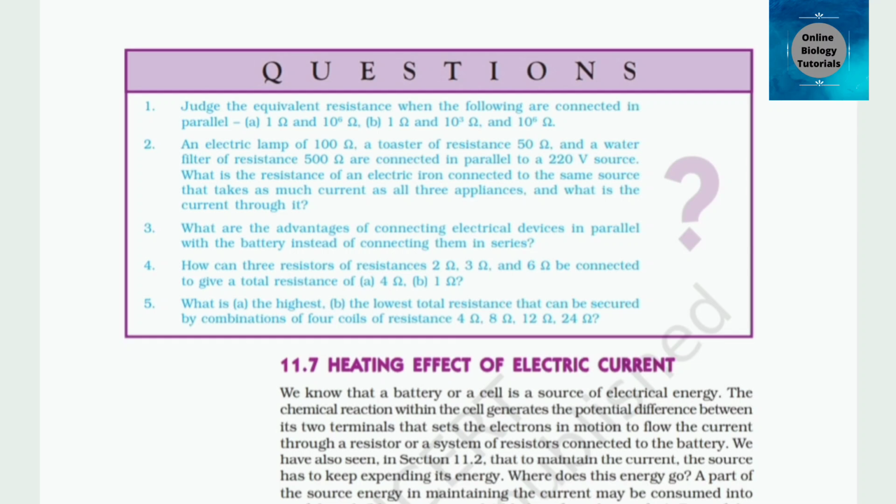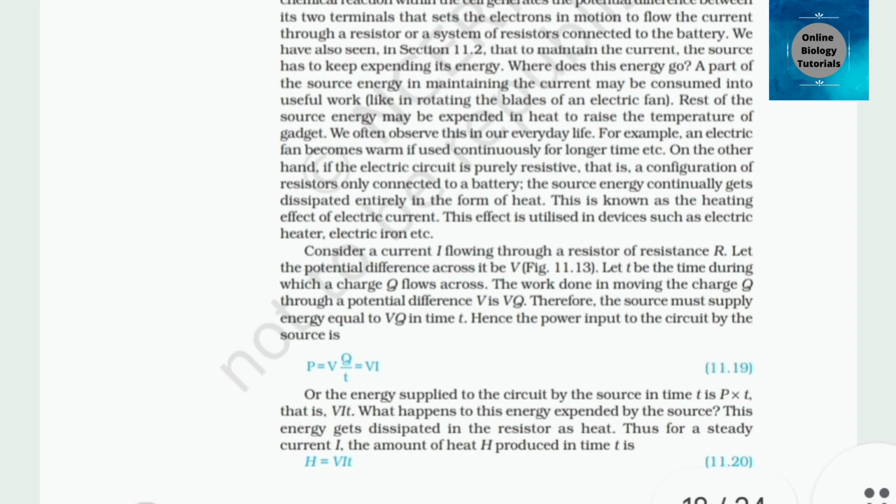11.7 Heating effect of electric current. We know that a battery or a cell is a source of electrical energy. The chemical reaction within the cell generates the potential difference between its 2 terminals that sets the electrons in motion to flow the current through a resistor or a system of resistors connected to the battery. We have also seen in section 11.2 that to maintain the current, the source has to keep expending its energy.